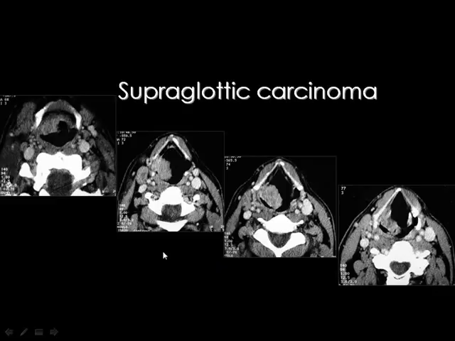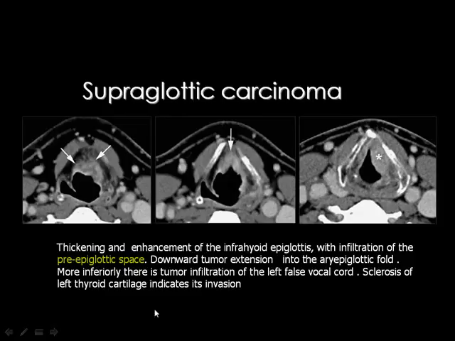Also, one of the major roles of the radiologist is to detect the metastatic lymph nodes. Then in this case, you see the supraglottic lesion, and this is a metastatic lymph node ipsilateral to the tumor side. This is another case of supraglottic carcinoma infiltrating the epiglottis, and these arrows point to invasion of the pre-epiglottic fat.